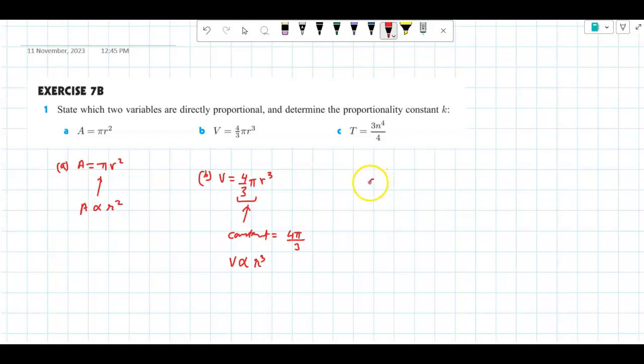Okay. Next one. T is equal to 3 n upon 4 to the power 4. So what are my constants? Tell me. 3 is a number. Constant. 3, 4. No, n no. Don't take the variable. So then T is directly proportional to n raised to 4. So you have to write in English. Correct? Fine.